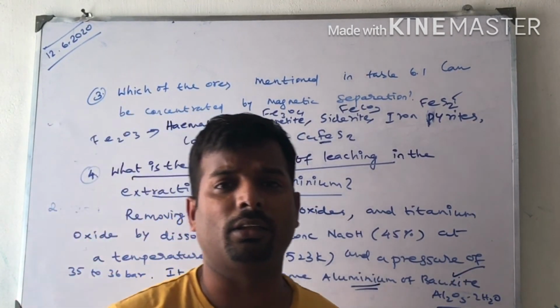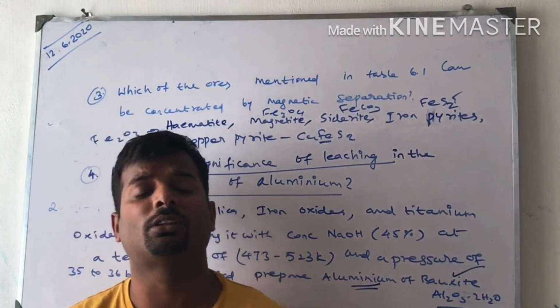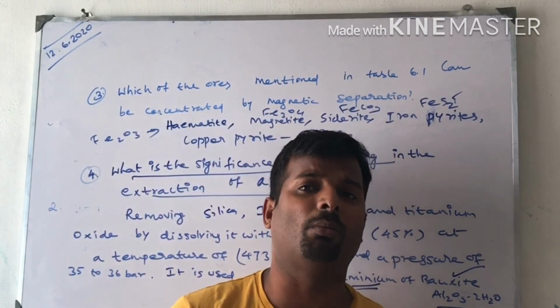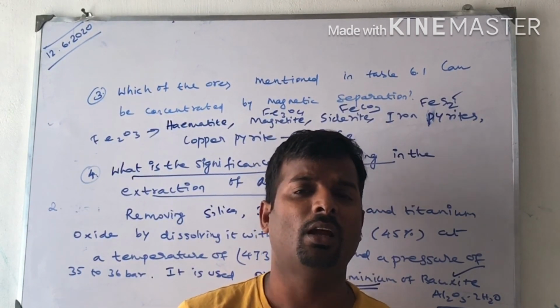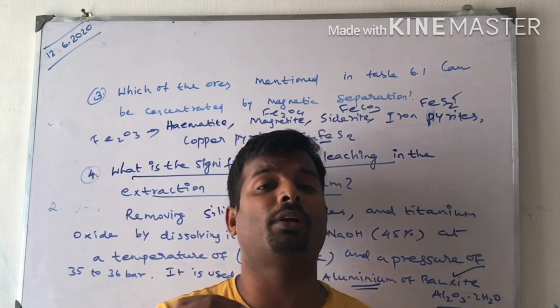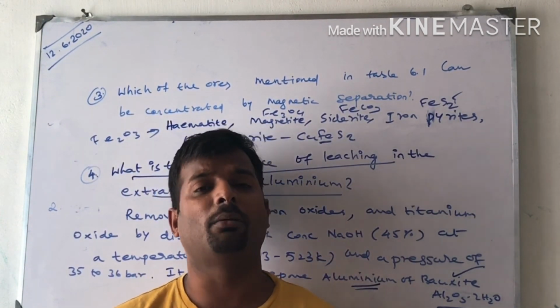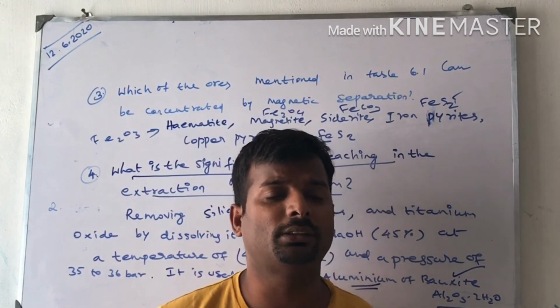In India, Tamil Nadu, the National Aluminium Company is there, NALCO, and BALCO, Bharat Aluminium Company is there. In NALCO and BALCO they are purifying aluminium from the crude bauxite by this method. Okay, this is the answer.